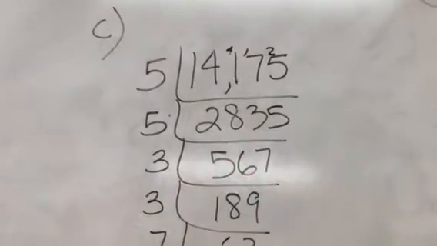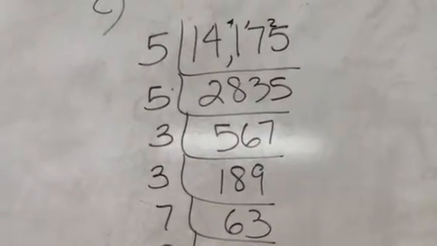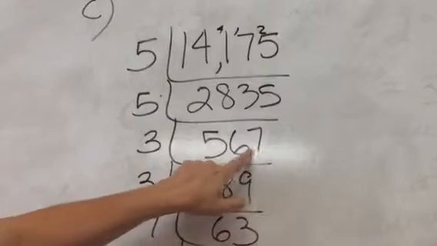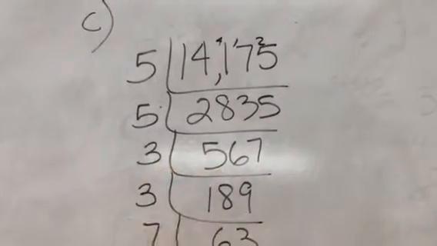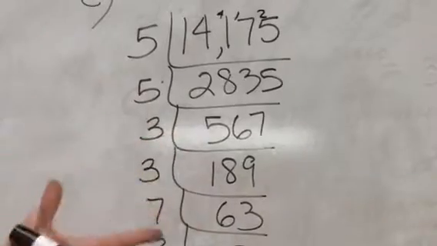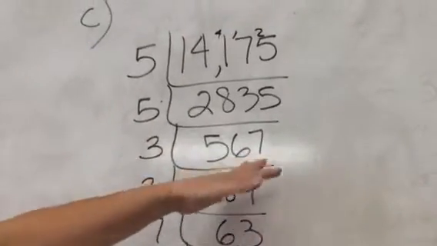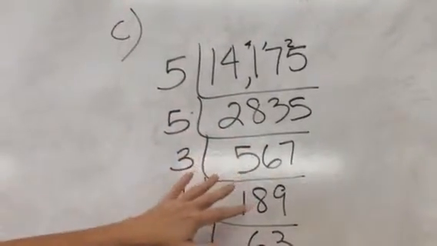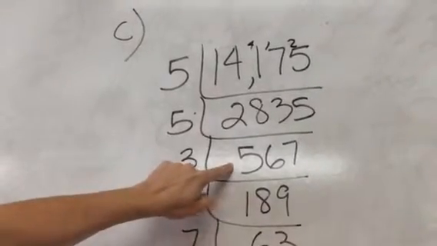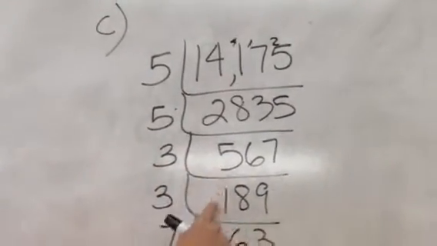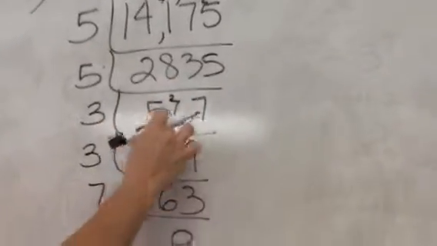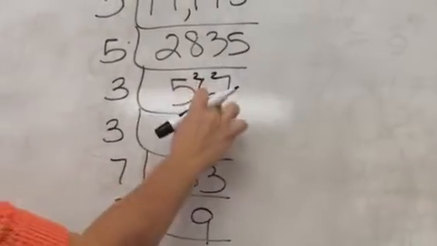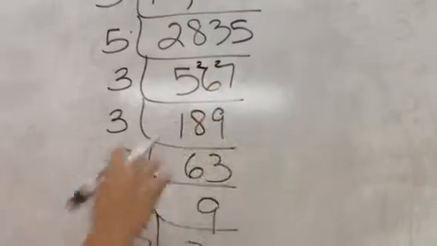Now I got to 567. So I always say, okay, what goes into 567? Well, remember the way that you can figure out if 3 goes into a number. You can just add the digits. 7 and 6 is 13 and 5 is 18. If the sum is divisible by 3, and 18 is divisible by 3, then the number is going to be divisible by 3. So I picked 3, that goes into that. Watch again. 3 goes into 5 once with 2 left over. 3 goes into 26 8 times with 2 left over. 3 goes into 27 9 times. Sorry about that.